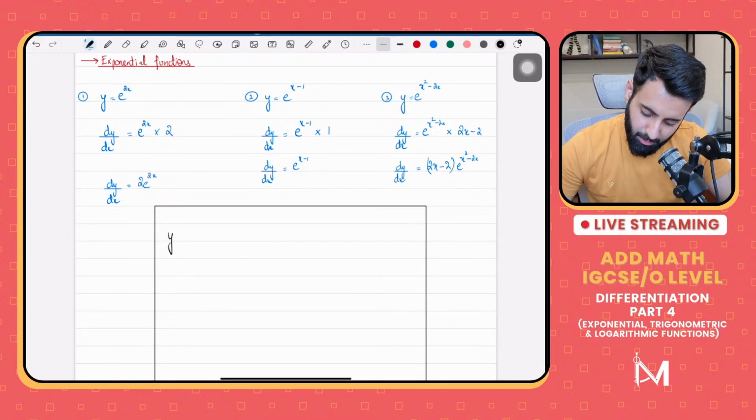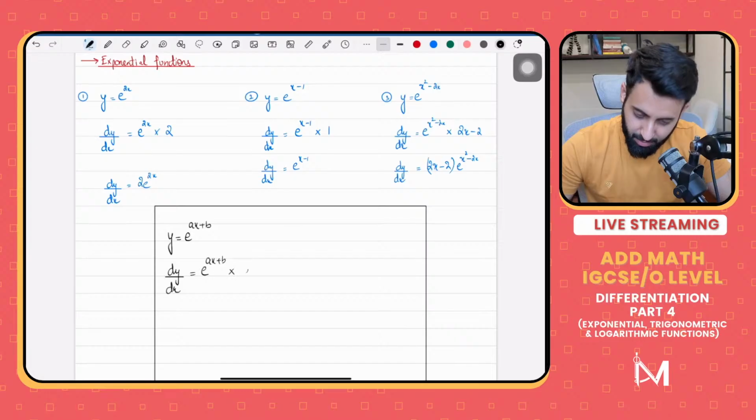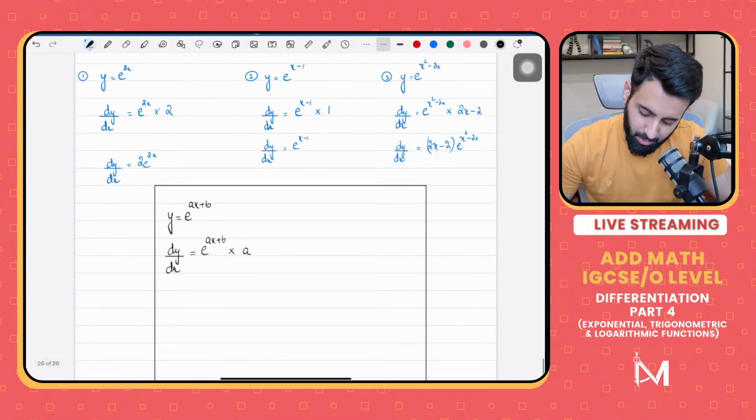Now suppose you have y equals e raised to the power ax plus b, and you want to differentiate this. So dy by dx is equal to e raised to the power ax plus b multiplied by the differential of ax plus b, which is equal to a. That means dy by dx equals a e raised to the power ax plus b.